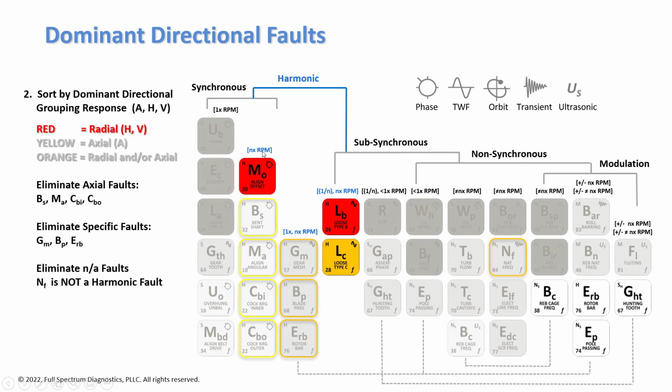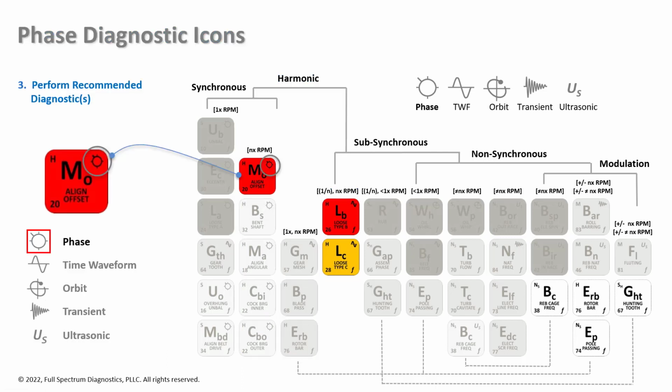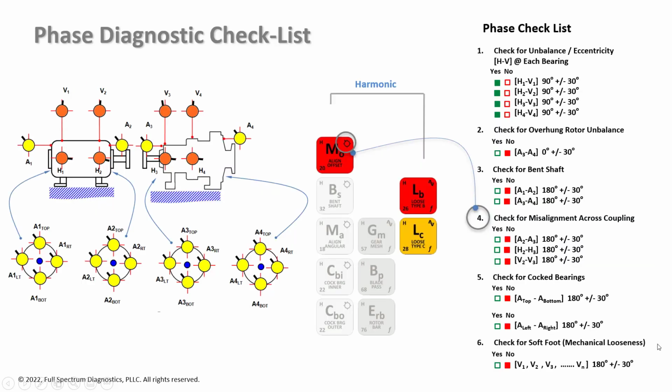So when we go to the next round, we've gone through the frequency, dominant frequency response, dominant directional grouping. Now we go and see what we should do for each of the individual tiles that are left over. And the first one is phase analysis for the offset misalignment type fault, and we're going to take a look at that. Next, we're going to look at the time waveforms and see if they figure into the situation.